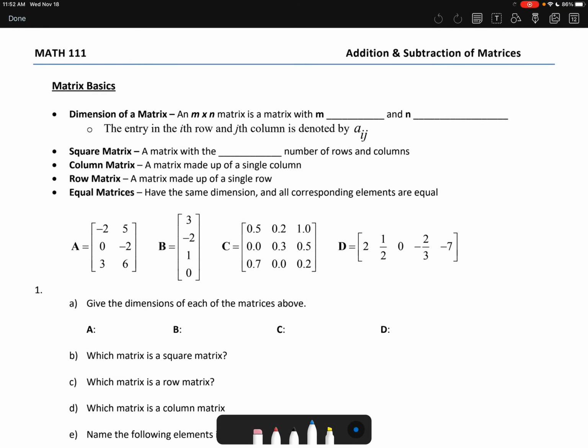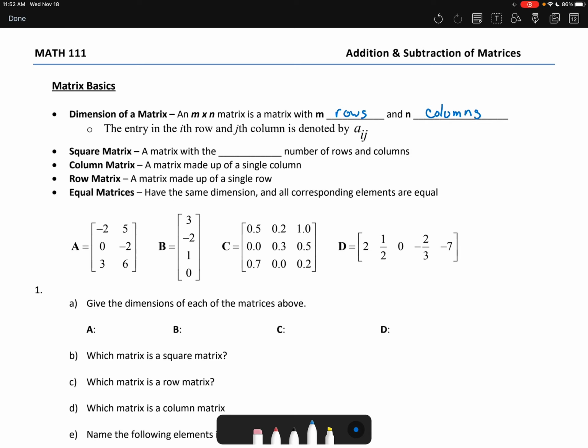So in addition to using matrices for solving systems of equations, we can also use them for a variety of other applications, and we can perform arithmetic with them. We can add, subtract, and multiply them. So we are going to look at adding and subtracting them today. As a reminder, an m by n matrix is a matrix with m rows and n columns.